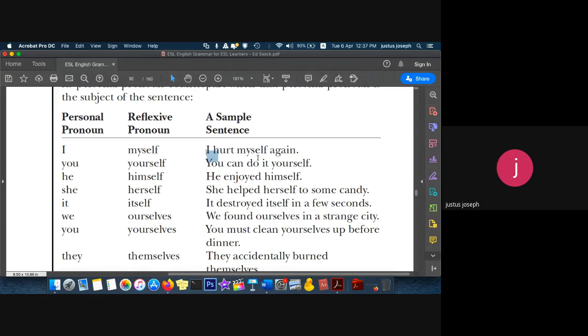So I hurt myself. What have we used? A reflexive pronoun. You can do it yourself. He enjoyed himself. She helped herself to some candy. What do you mean by this? She got herself some candy.